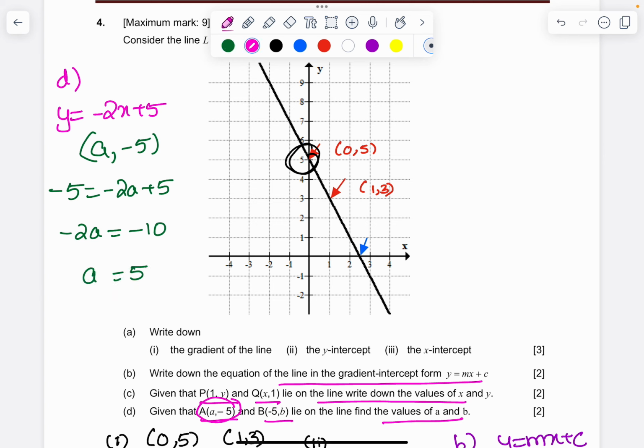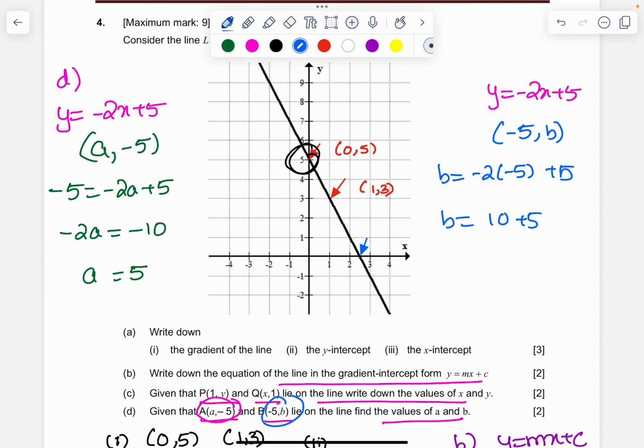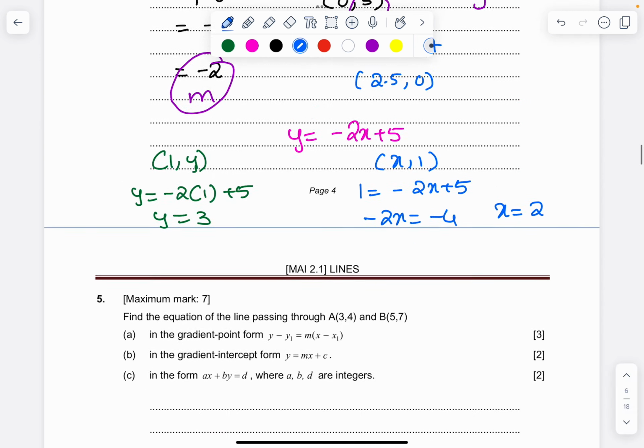This time y equals -2x plus 5. What is the point? (5, b). So b equals -2 times 5 plus 5. So b equals -10 plus 5, b equals -5. So that's going to be the answer.